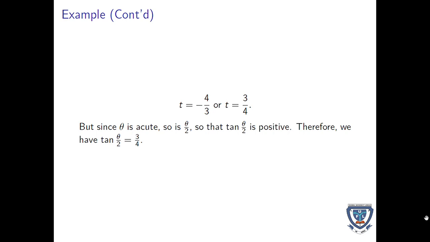But since theta is acute, so is theta over 2, so that tan theta over 2 is positive. Therefore, we'll have tan theta over 2 to be equal to 3 over 4. So we are going to discard the one that has the negative number.